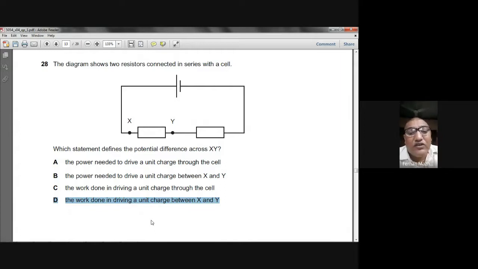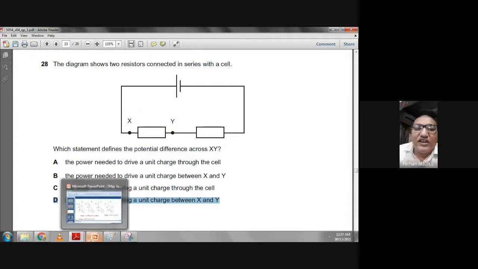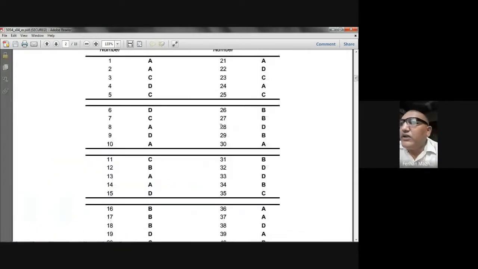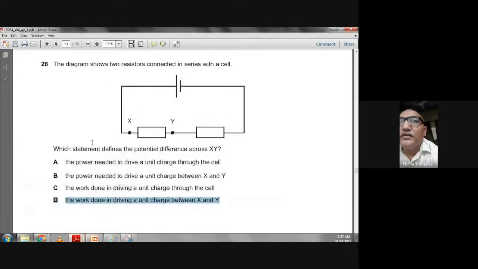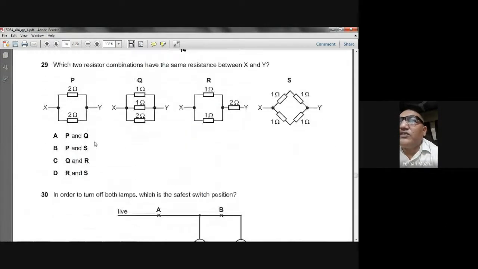So that was question number 28. We think that D is the right choice. Let's check what is the right answer. Question number 28, D is the right choice. Okay, so we are going to the next question.